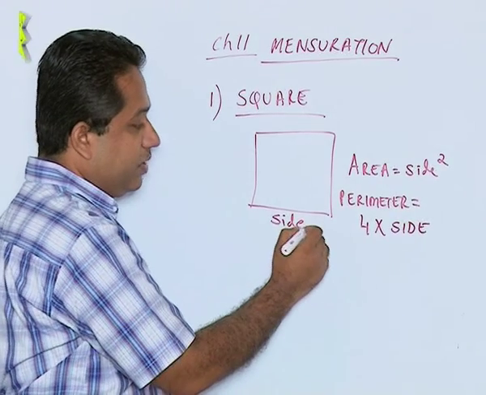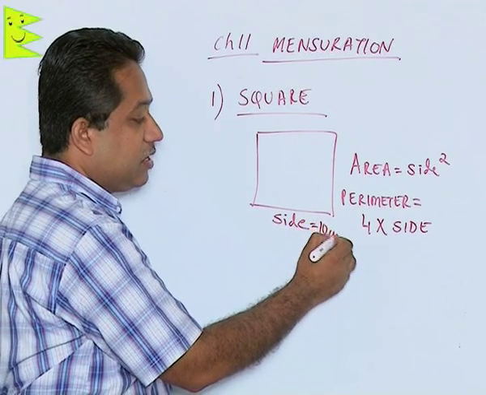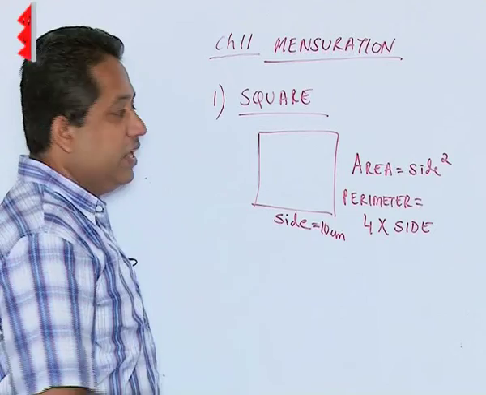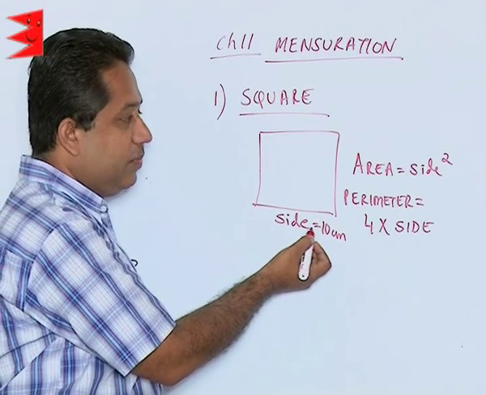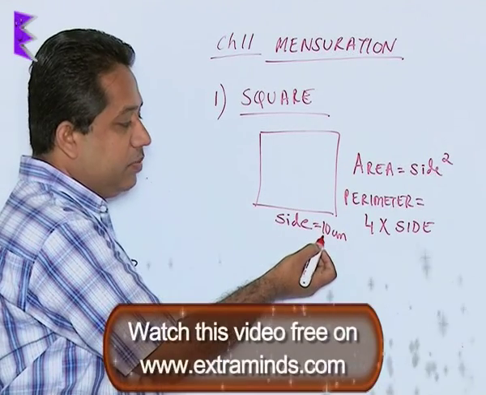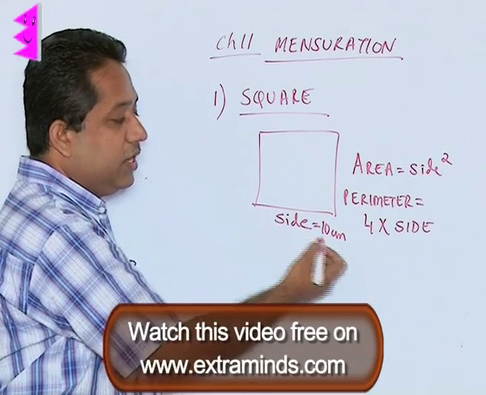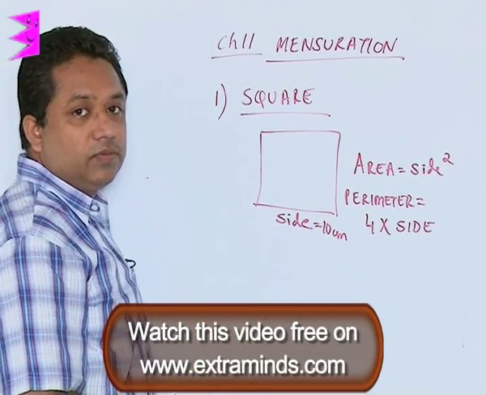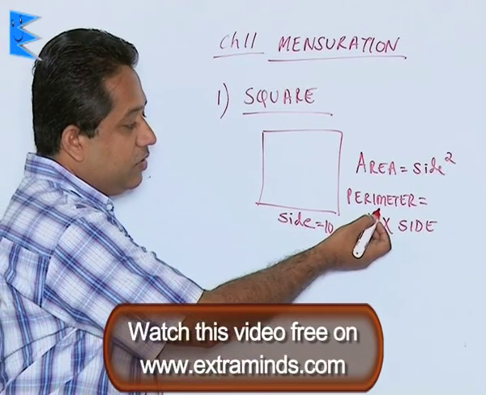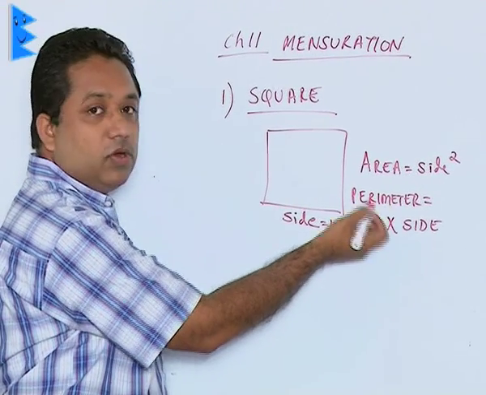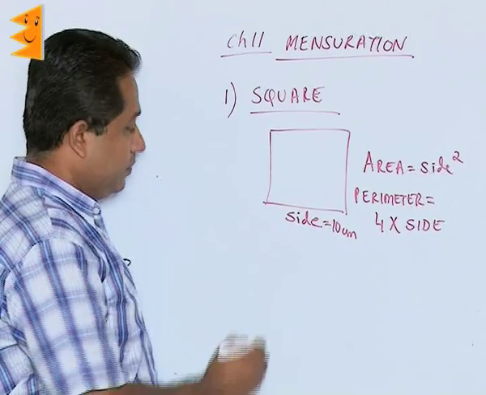So, if you take an example, let us say the side is 10 centimeter for this square, then area of this square will be 10 square, that is 100 centimeter square, but the perimeter will be 4 into side, that is 4 into 10, that is 40 centimeter. The unit will be centimeter only for perimeter, or meter if it is given in meters.